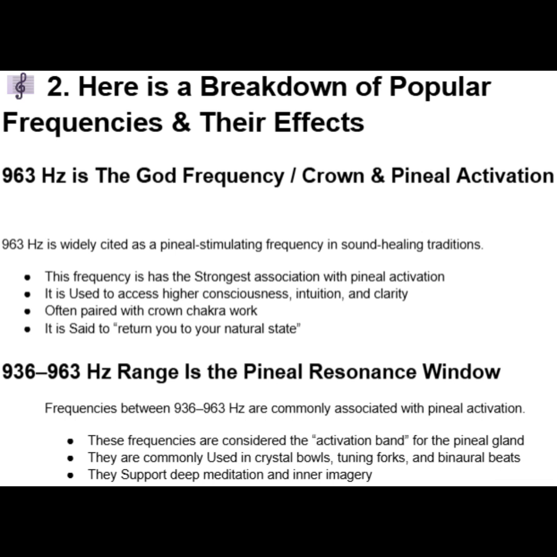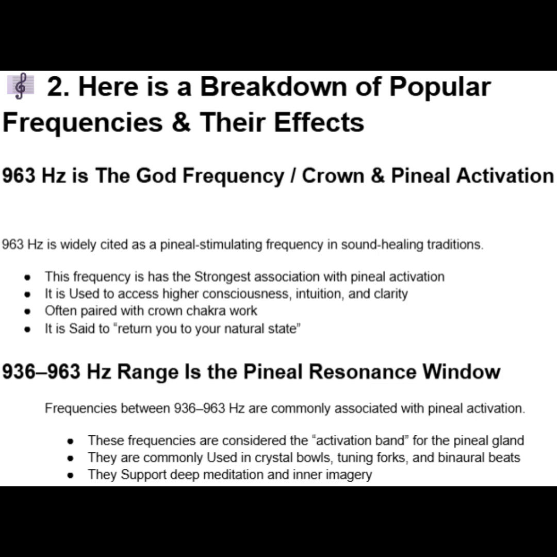963 Hz is the God frequency, crown and pineal activation. 963 Hz is widely cited as a pineal stimulating frequency in sound healing traditions. This frequency has the strongest associations with pineal activation. It is used to access higher consciousness, intuition, and clarity, often paired with crown chakra work. It is said to return you to your natural state.